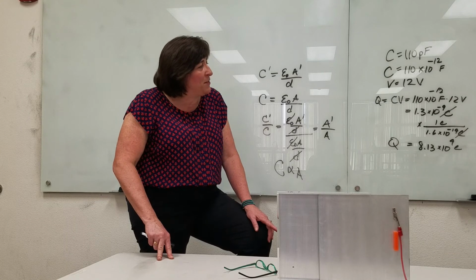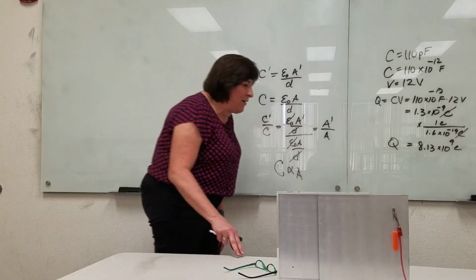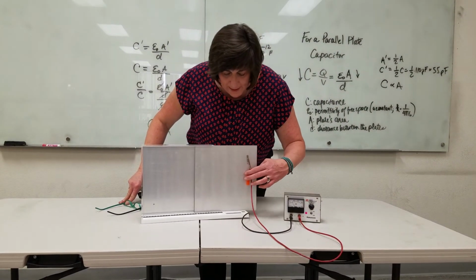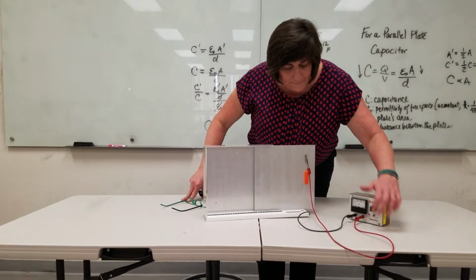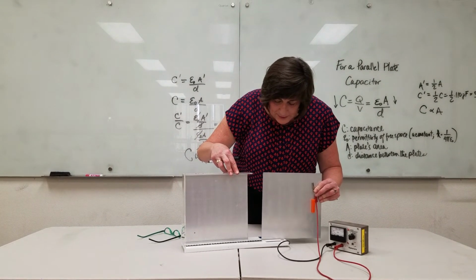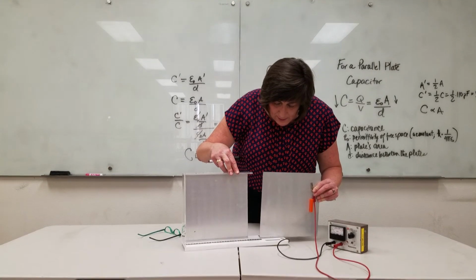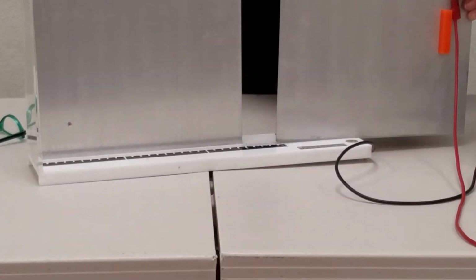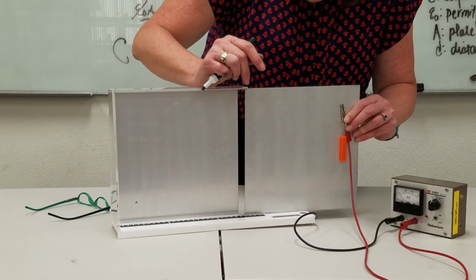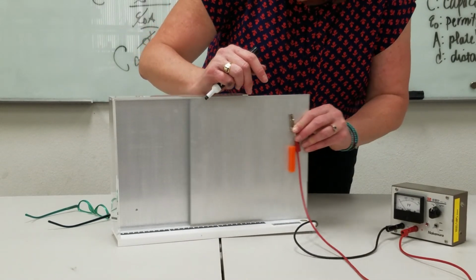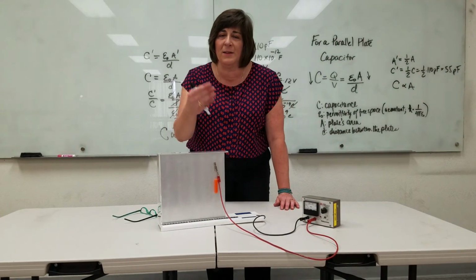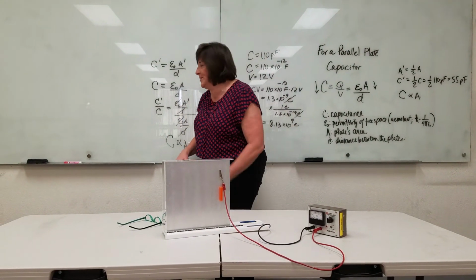All right, let's do one more thing. So I said I could change the area there. So again, if I make the area go back, I'll go back up to that 110 picofarad. But this time, let's double the distance between our plates here. If I double the distance between the plates, now I've got a full inch rather than a half an inch. You predict what's going to happen to the capacitance.